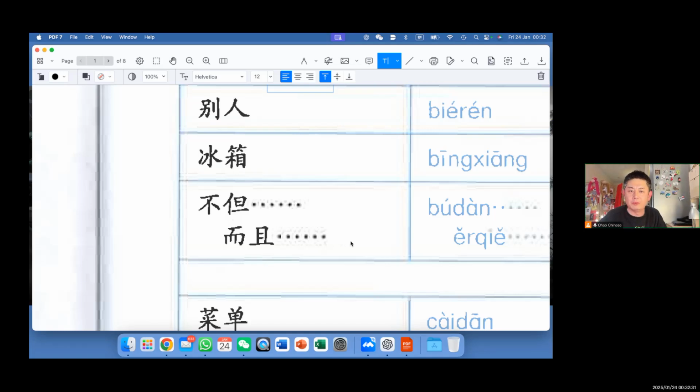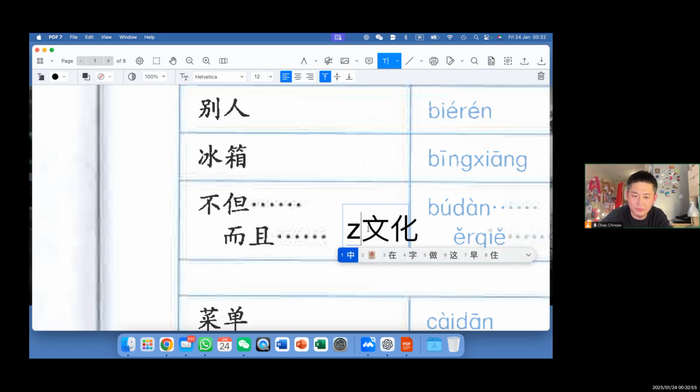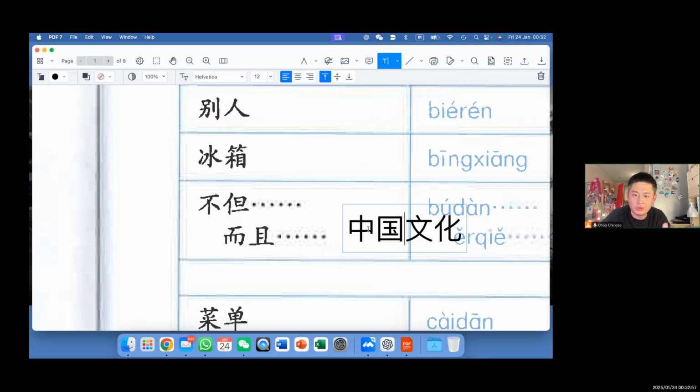对吧？我们不但要学好汉语，而且要学好中国文化，对吧？ You don't just learn the language, you also learn 文化, the culture as well. Okay, so I'm gonna type 文化 there, and so I hope we all have a bit of culture. 我们有文化，OK，中国文化，汉语和中国文化。I guess I will stop here.